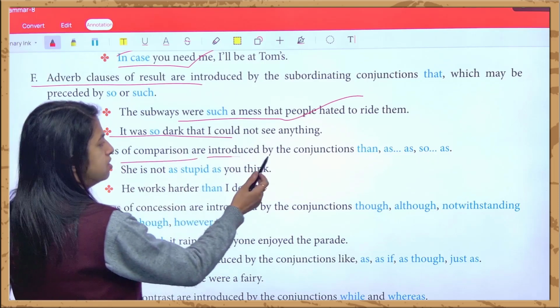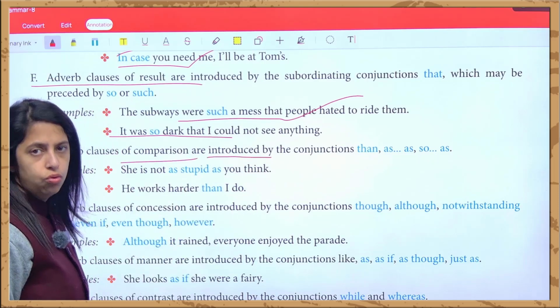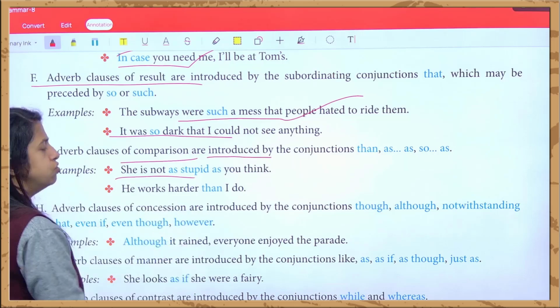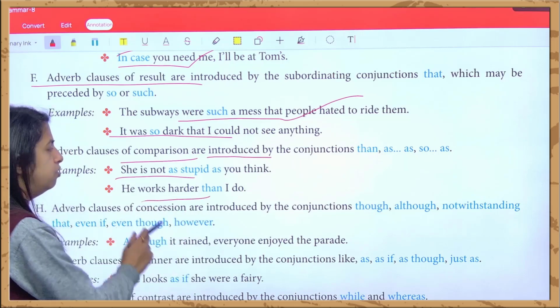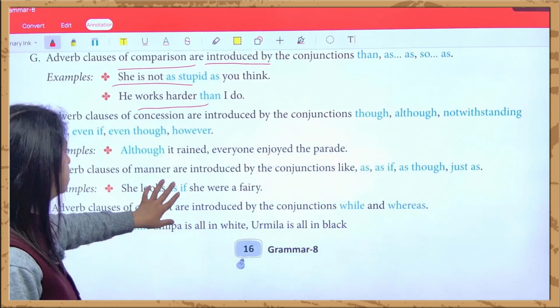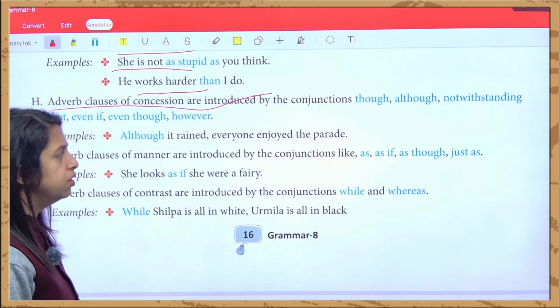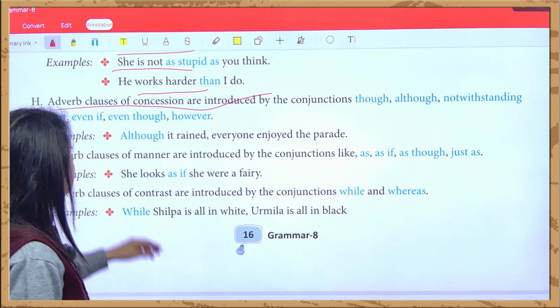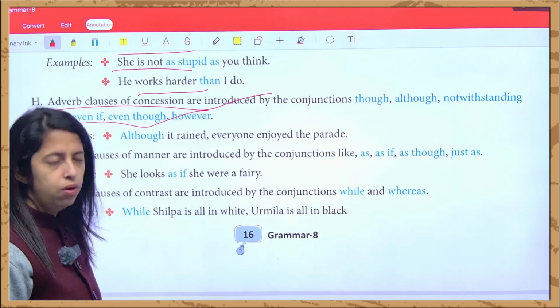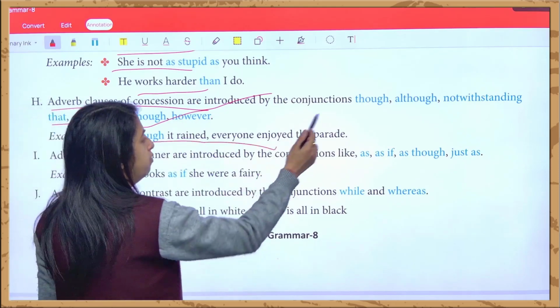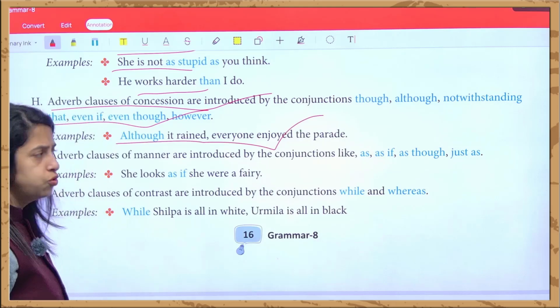Adverb clause of comparison, they are introduced by than, as, so, right? She's not so stupid as you think, and he works harder than I do. Adverb clause of concession basically क्या होता है, conjunctions में though, although, even if, even though, however, right? Although it rained, everyone enjoyed the parade. सबने parade को enjoy किया.